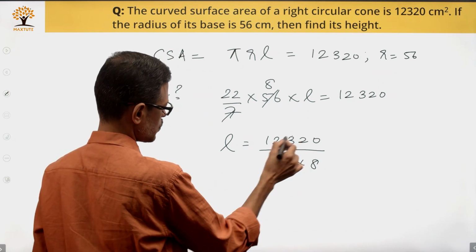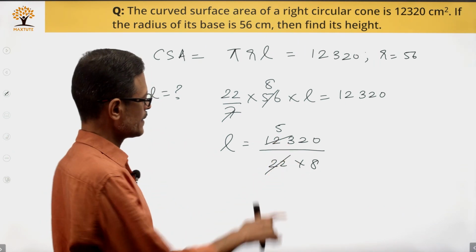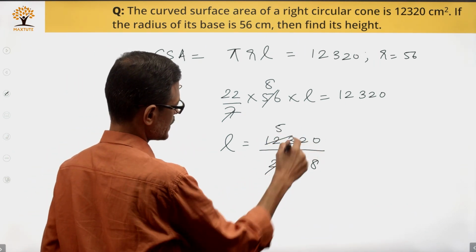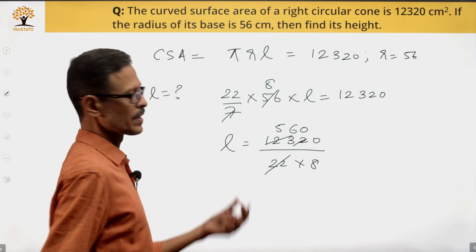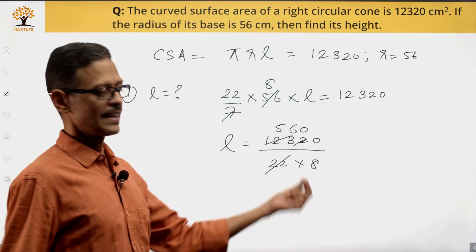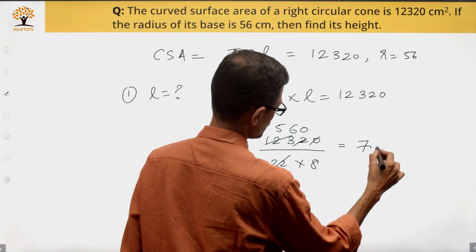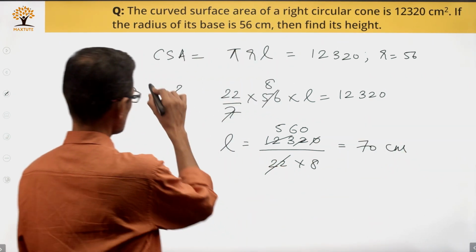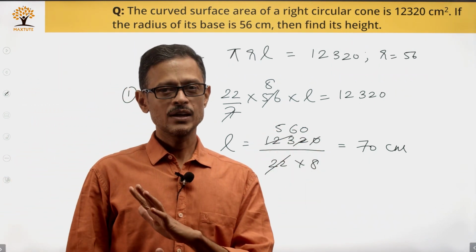22 cancels with 123 as a 5. So 110 gone, that will leave us with a 13. 13 and a 2 is a 132. That will cancel with this 22 to leave us with a 6, and then there is a 0. So slant height L is equal to 560 by 8, which is equal to 70 centimeters. So step 1, we wanted to find out the slant height, we have found that. Step 2, we are going to be finding out the height.